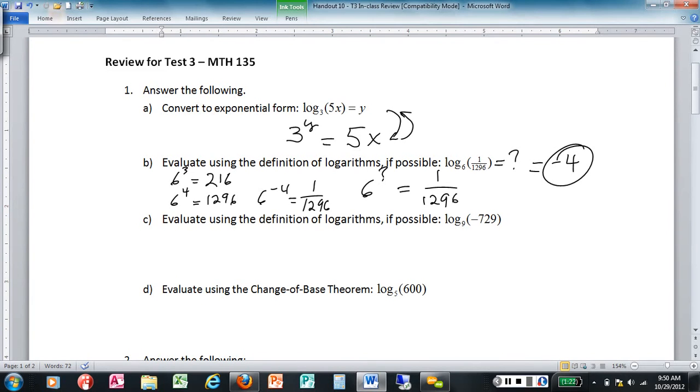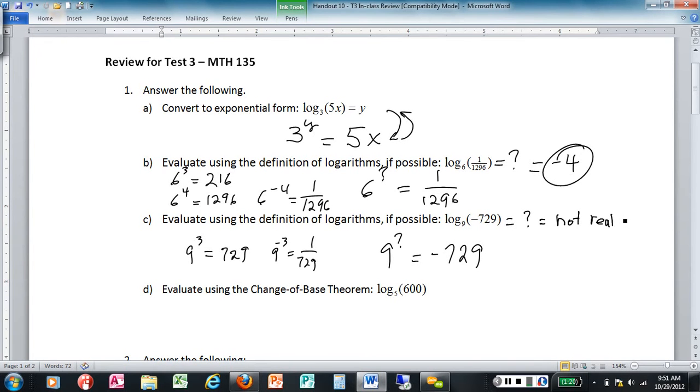Now, a couple of things about logarithms. On letter C, what does that one equal to? If I convert that to exponential form, it'd be 9 to what power is negative 729. True enough that 9 to the third is 729. That is true. But what about negative 729? Well, if I try negative 3, does that work? No, because that's 1 over 729, not negative 729. How do I get a negative 729 out of a power of 9? You can't do it. Okay. This is not possible. It's not a real number.